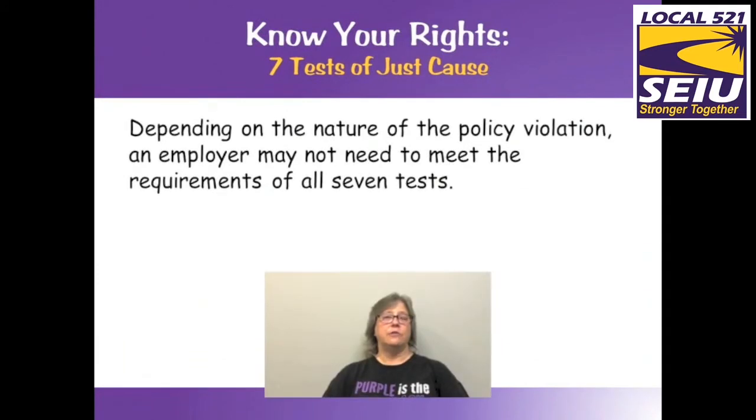Depending on the nature of the policy violation, an employer may need to meet the requirements of all 7 tests. For example, egregious violations, crimes, etc. In other words, not all tests have to be met every time. Example, if a worker commits a serious enough offense, their termination might be upheld even if it's their first discipline.